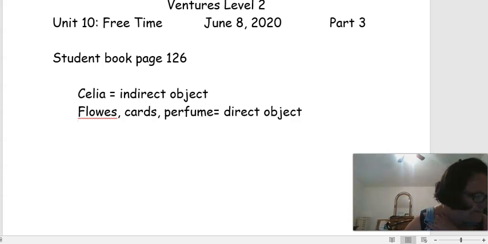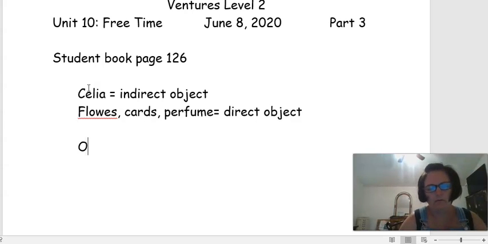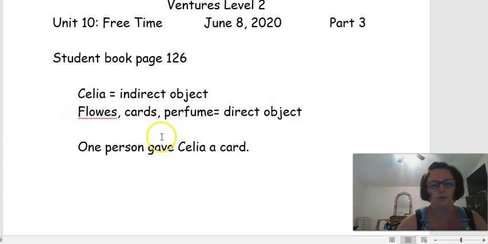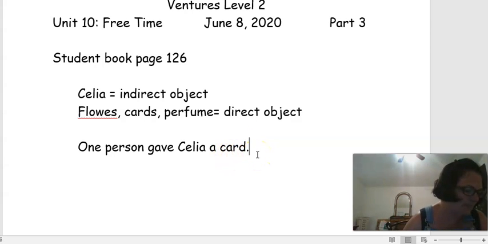Okay, so let's see. One person gave Celia a card. So your indirect object is Celia, and a card is your direct object.